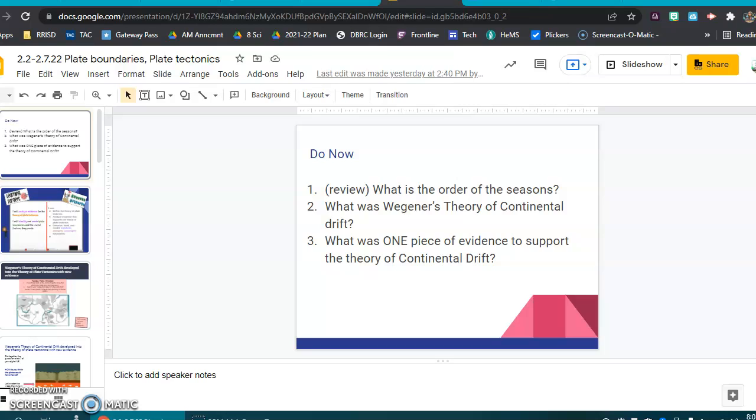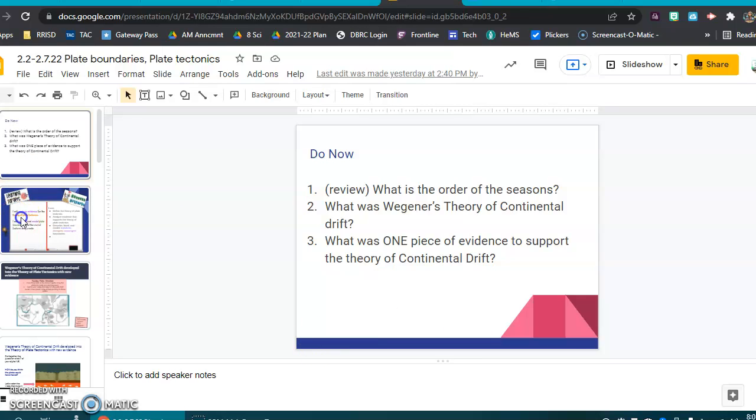What was Wegner's theory of continental drift? Oh, so that all the plates, he believed that at one point all of the land masses were one giant landmass. Well, how did he support that? What's one evidence? I see lots of hands. Okay, so we could use fossils that were found in South Africa and South America. They're hugely, vastly separated by the ocean, so those are kind of cool. Or plants found in both places, so it's kind of cool.